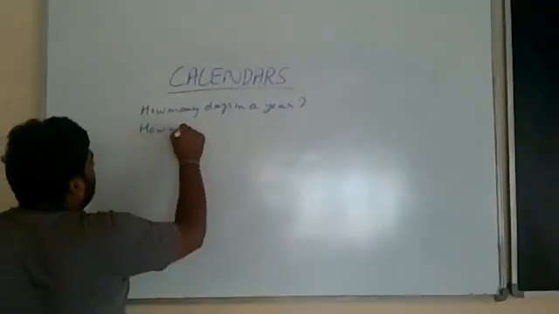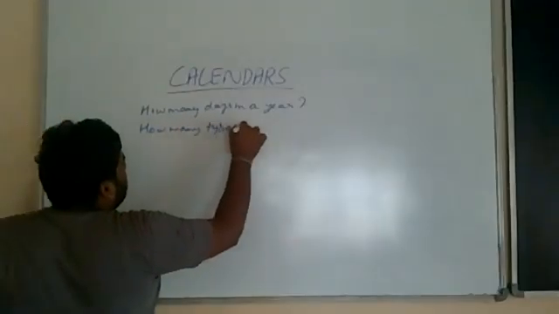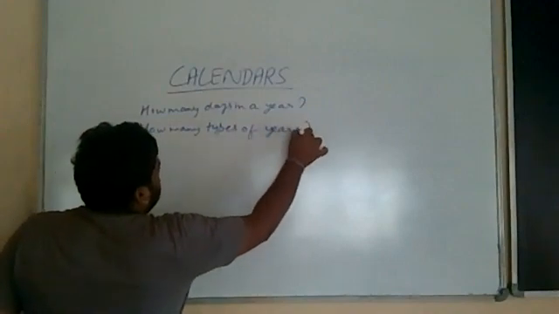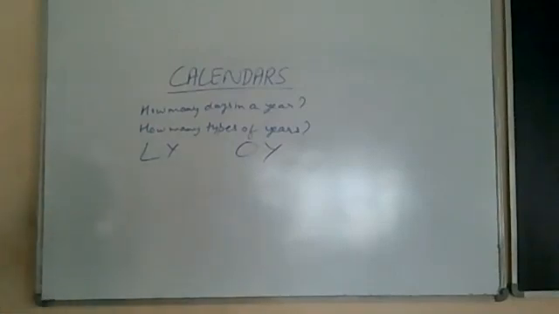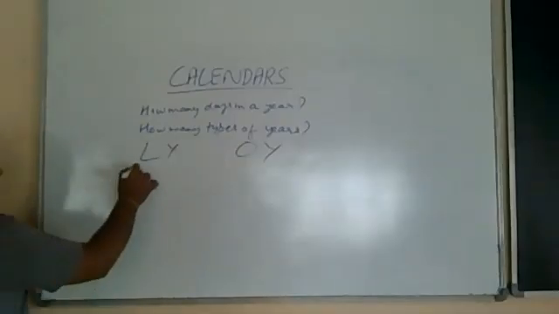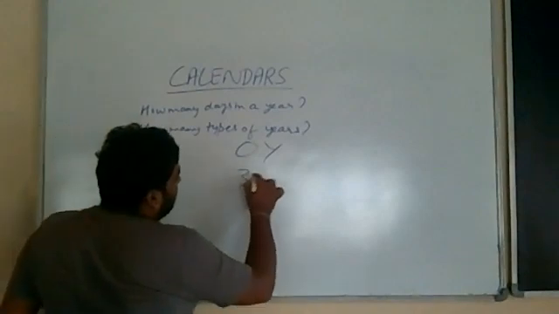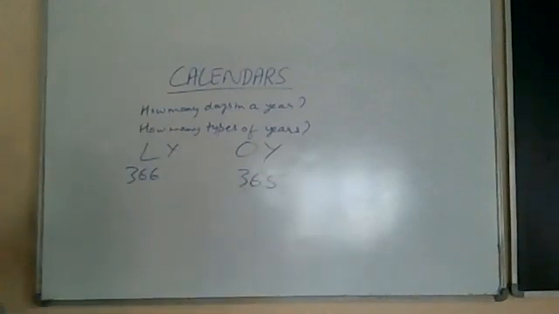Before you answer that, how many types of years are there? 2. Which are those? Leap year and normal year. We call it ordinary year. From now, the term used for non-leap years is ordinary year. Whenever I write LY, it is leap year. If I write OY, it is ordinary year. Leap year has 366 days. Ordinary year has 365 days. Correct?